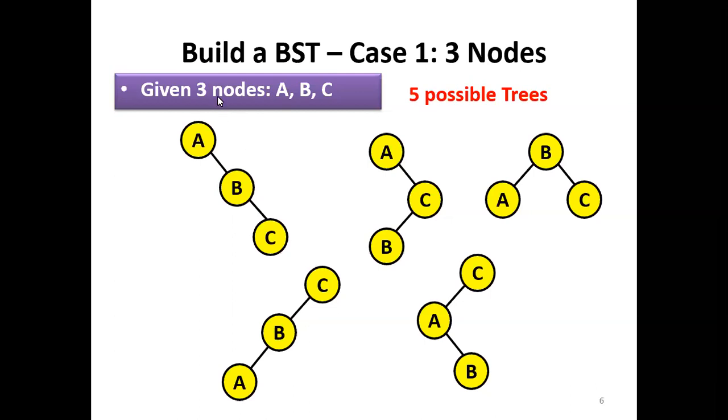So the number of nodes might not be the factor that will determine the complexity, but the height might be. And that also explains that the structure, or how the tree is arranged, will contribute to the complexity of the tree.